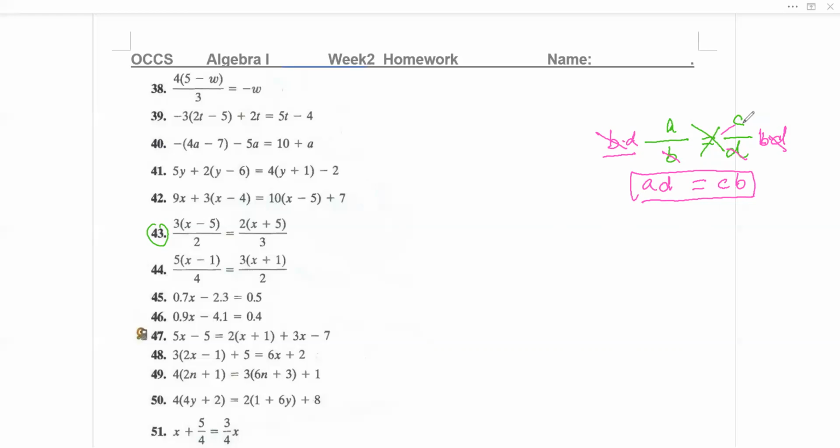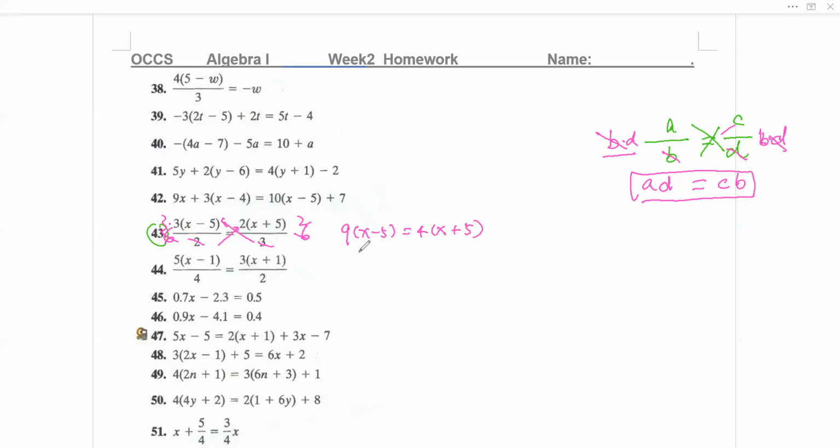AD equals BC, right? Same here, so you can use the cross method. Actually, both sides times 6, so here equals 3, here equals 2, right? The cross method: the 3 you move here, the 2 you move here. So you get 9x minus 5 equals 4x plus 5, right?